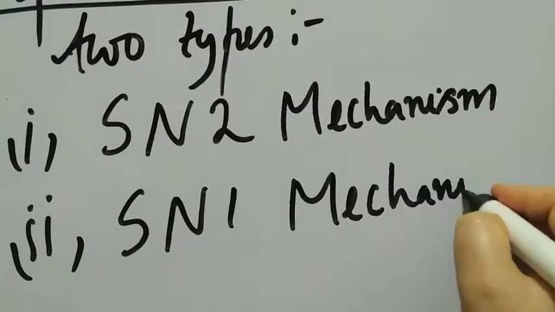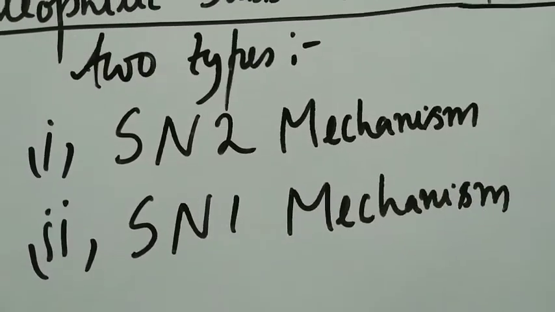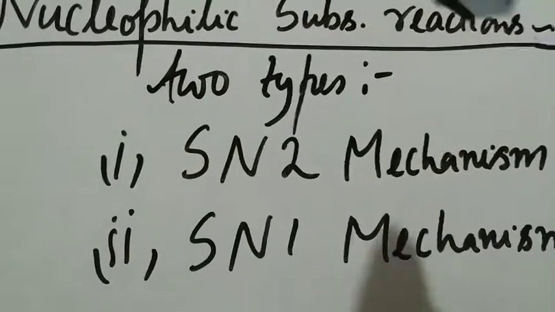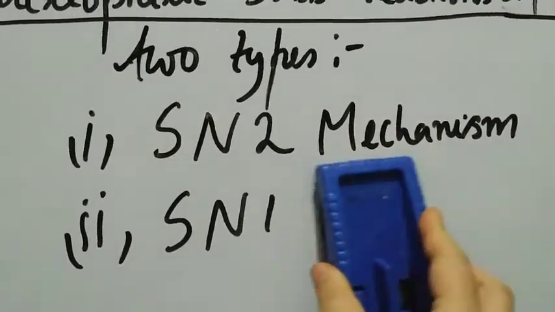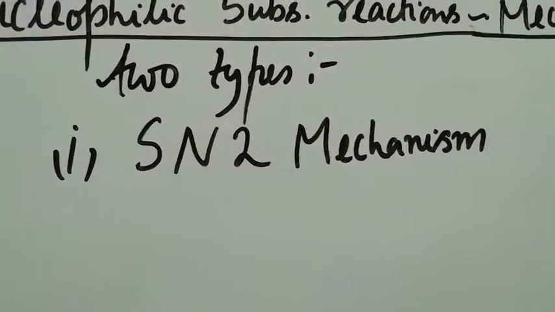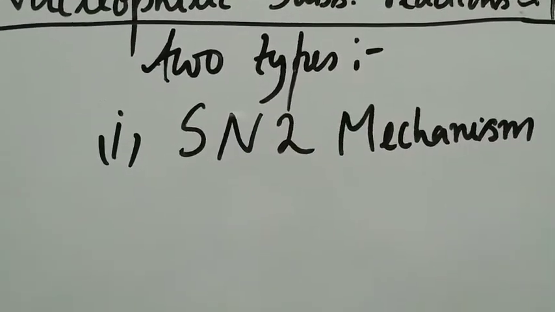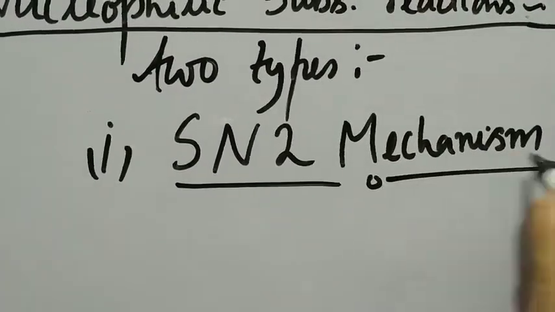There is no specific order. I think I am used to writing Sn2 first, then Sn1. We could very well first write the Sn1 mechanism, then Sn2. There is no hard and fast rule. But now that I have first written down the Sn2 mechanism, let's first talk about this Sn2 mechanism.